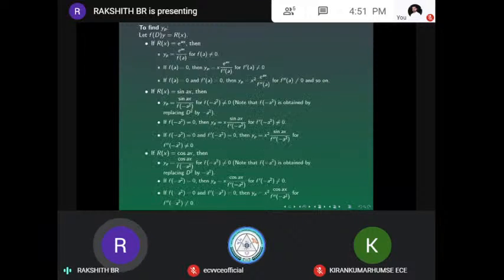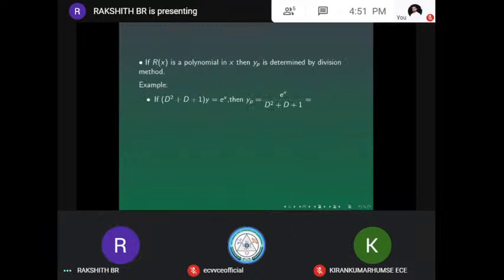Again, this continues if r of x is a polynomial in x. Then we determine yp by the method of division. So yp actually stands for r of x by f of D. That is how we denote it. So if r of x is a polynomial, then we go for the division method to find out what yp is. Let me illustrate this with some examples.